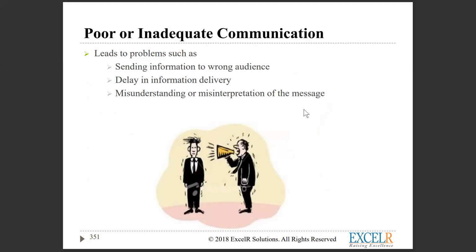So see, poor and inadequate communication: sending information to the wrong audience, delaying information delivery, right? Misunderstanding, misrepresentation of the message. The customer is saying something, you are saying something, understanding something else and informing something else. That is wrong. So communication is vital.